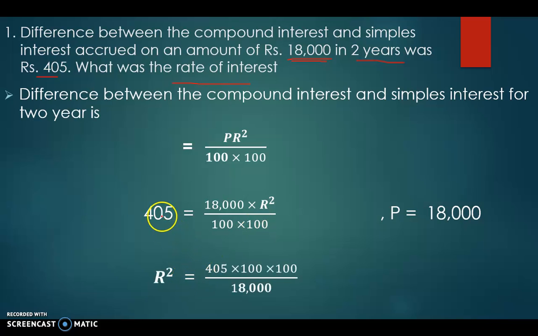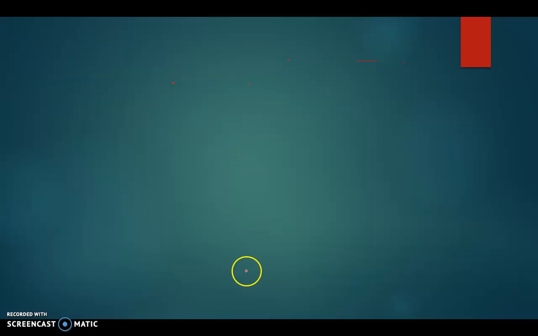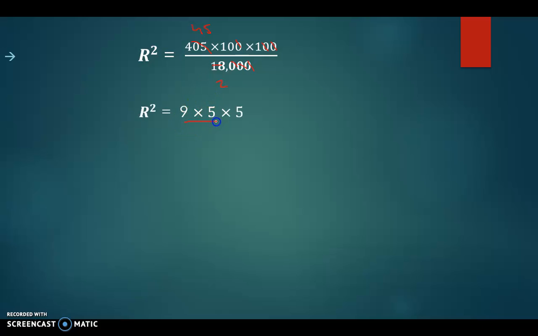So R square is equal to 405 multiply 100 multiply 100 divided by 18,000. Now find R square. Here 405 multiply 100 multiply 100 upon 18,000. The zeros get cut down, one, two and three. So now R square is equal to 405 upon 18. 405 divided by 9 is 45, and 9 into 2 is 18. So what is 45? 45 is equal to 9 multiply 5.